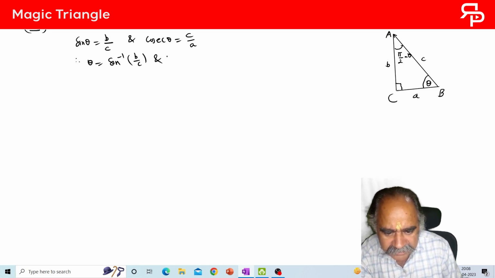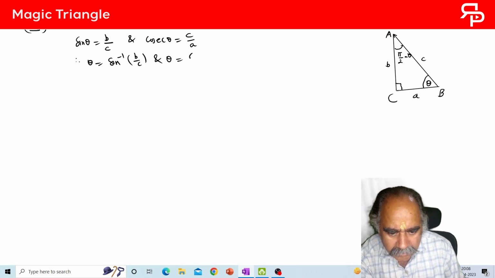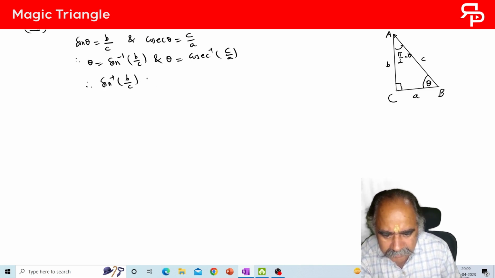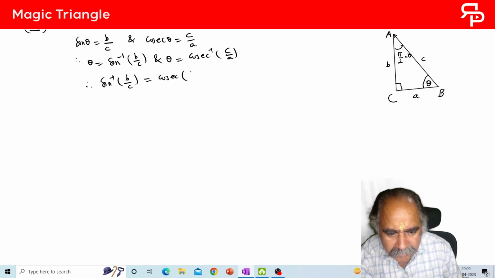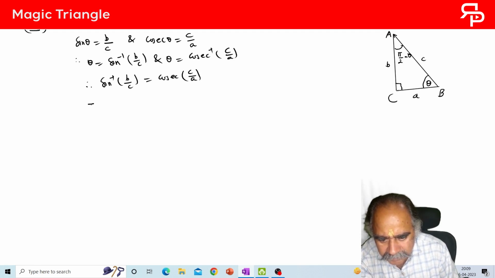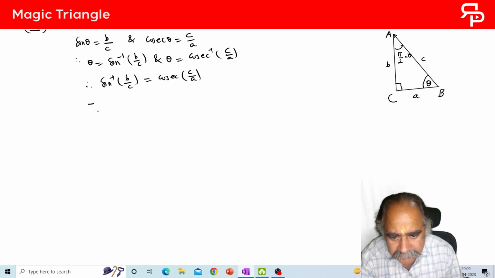And theta from cosec theta is cosec inverse C by A. Both are theta, therefore sine inverse B by C is equal to cosec inverse C by A. This implies B by C and this is B by C.